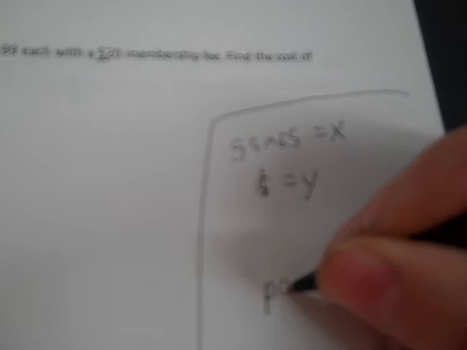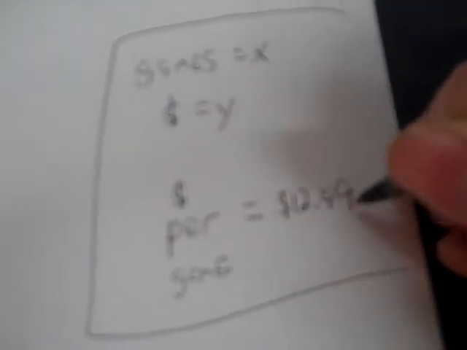Okay, an electronics store sells used games for $12.99 each. Remember, each is the same as per game. With a $20 membership fee, find the cost of 6 video games. So I have games and dollars. And dollars is always the Y, and games is always the X. So per, put your Y unit on top, your game unit on bottom. Okay, whenever I buy one game, how much does it cost? It costs $12.99. So I get rid of that. And then $12.99 is the X's multiplier. Plus.